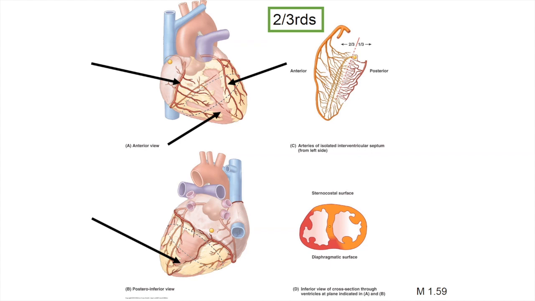This anterior interventricular vessel, you can see in orange, gets 2/3 of the septum, and therefore the majority of the conduction system. You'll see the posterior only gets 1/3 of the septum. It's a much smaller vessel.